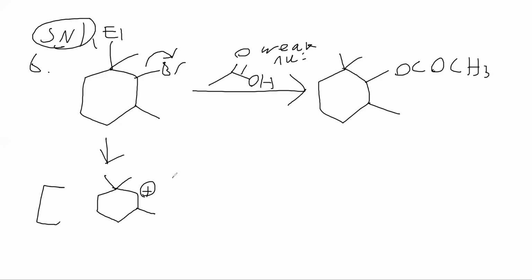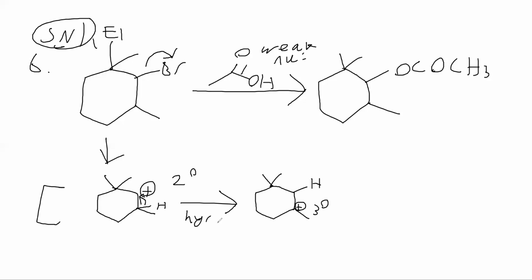So we have a secondary cation. The position below it is tertiary, and there's a hydrogen on it. So if we just take the hydrogen and its electrons and push it towards the carbocation, we get a hydrogen here, cation here, and this is a tertiary cation. So this is a hydride shift. We went from a secondary to tertiary, we formed a more stable cation.